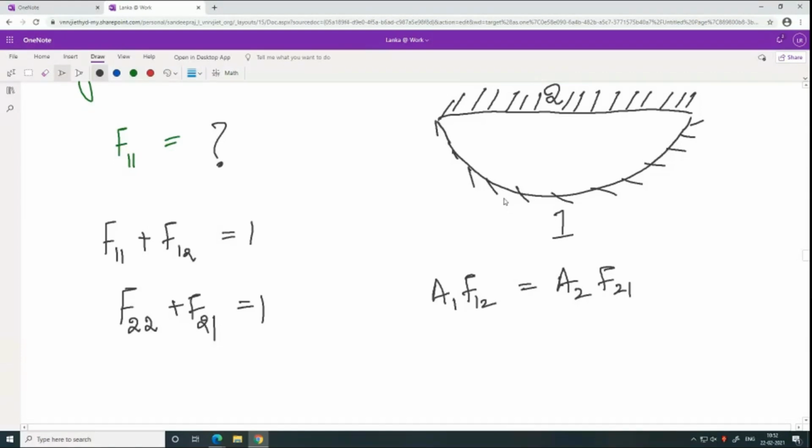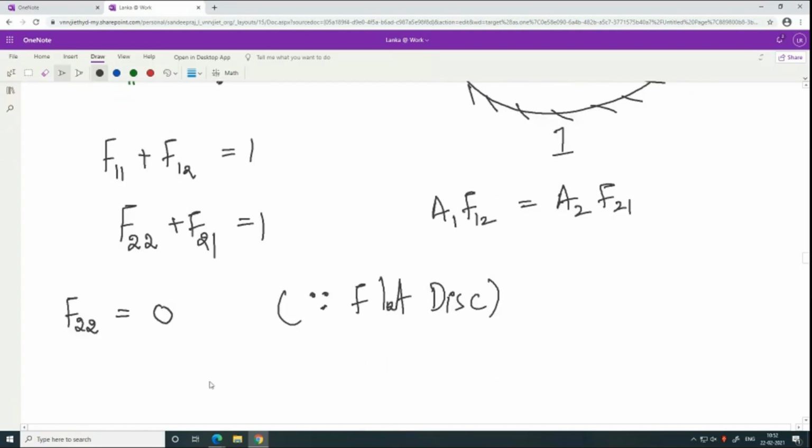So tell me what will be the value of F22. It's a flat disk. So the second body is a flat disk, so it will be equal to 0. So F22 is equal to 0. So obviously, what will be F21? F21 will be equal to 1, because F22 is 0.